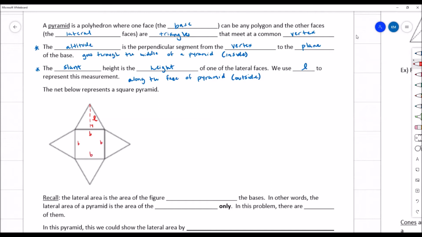We're going to draw this as a 3D rendering. It would look something like this. Again, our altitude would be the height from the vertex to the plane in the middle. So this would be our altitude. That's the difference between altitude and slant height.